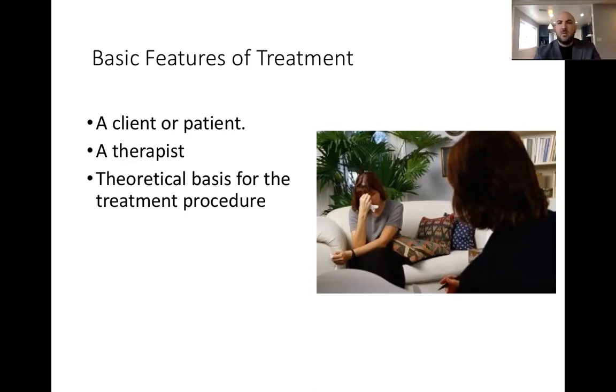We'll talk a bit about the different theoretical bases for various therapies. And some are more effective than others. Some types of therapies are more effective for depression and mood disorders. Others are more effective for phobias and anxiety disorders. We'll talk about a few.